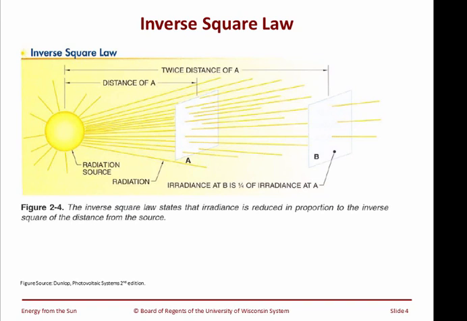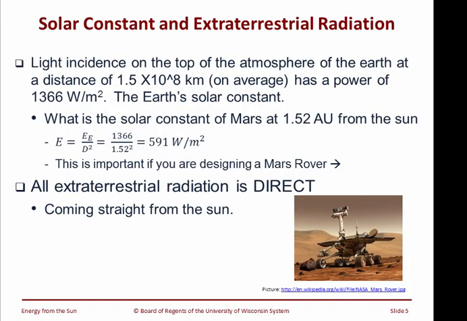The inverse square law states that the irradiance is reduced in proportion to the inverse square of the distance from the source. In the figure, one sees that plate B would receive 1/4 of the irradiance that plate A would when it's twice as far away from the sun. The inverse square law is important because it defines the solar constant for the Earth. Light incident at the top of the atmosphere of the Earth at a distance of 1.5 times 10 to the 8 kilometers on average has a power of 1,366 watts per square meter. This is the Earth's solar constant.